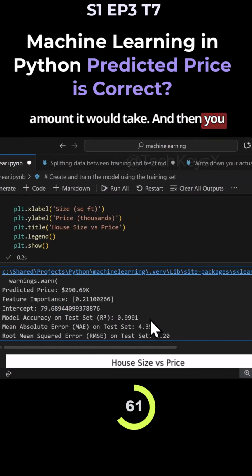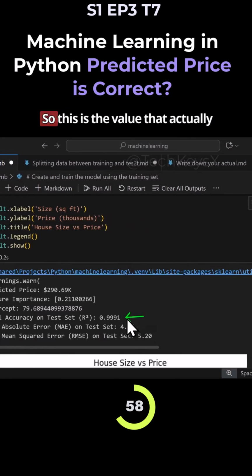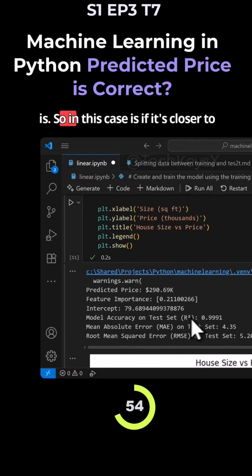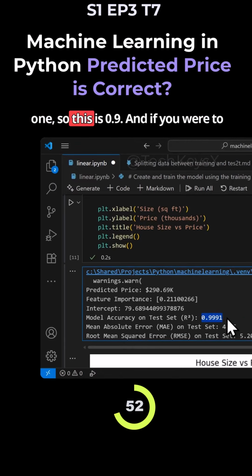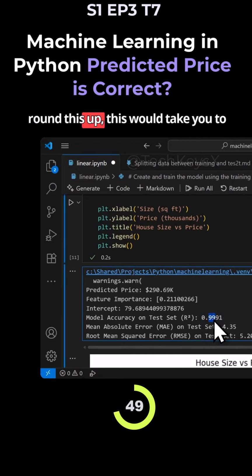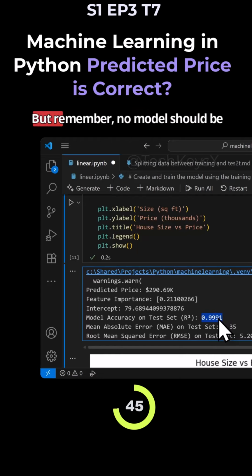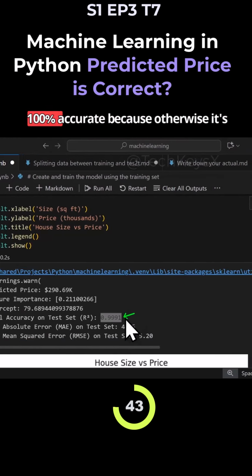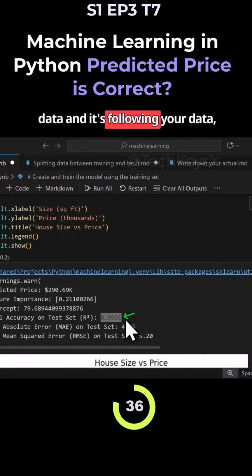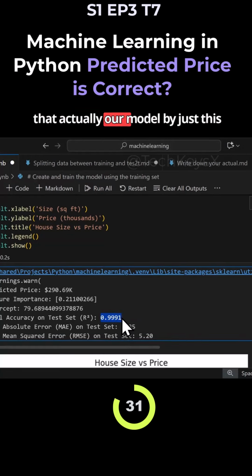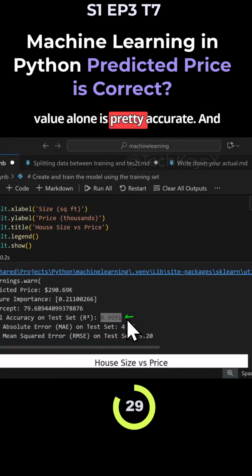And then you have something called the R2 value. This is the value that actually shows you how accurate your model is. In this case, if it's closer to 1, so this is 0.9, and if you were to round this up, this would take you to 1.0, 100% accuracy. But remember, no model should be 100% accurate, because otherwise it's too good to be true, in effect, because it's overfitting your data and it's following your data, which isn't good. So here you can see that our model, by just this value alone, is pretty accurate.